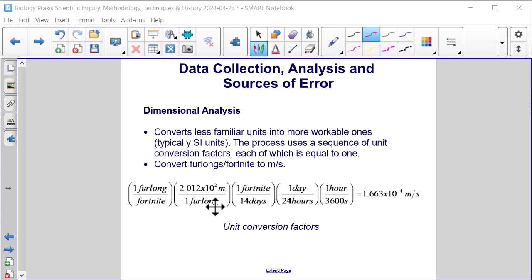And then 1 fortnight in every 14 days. And then 1 day has 24 hours, and then 1 hour equal to 3,600 seconds. And in doing so, we can see that the units that we're left with after this dimensional analysis is meters per second.